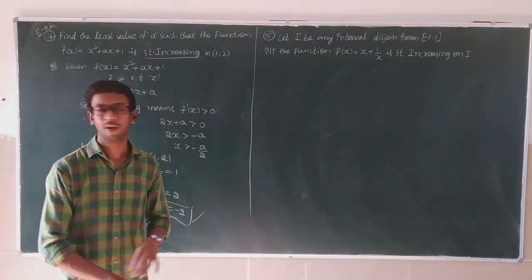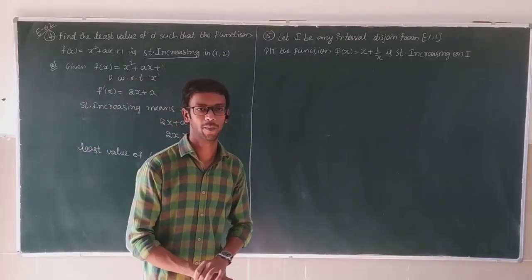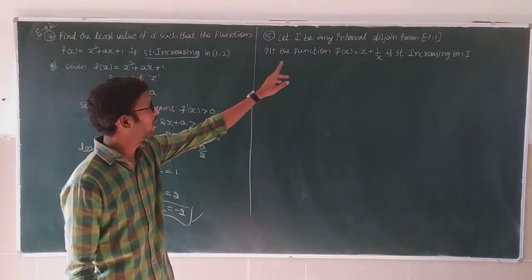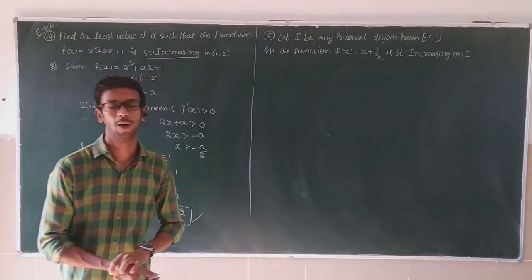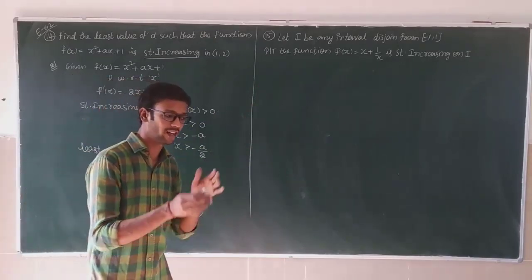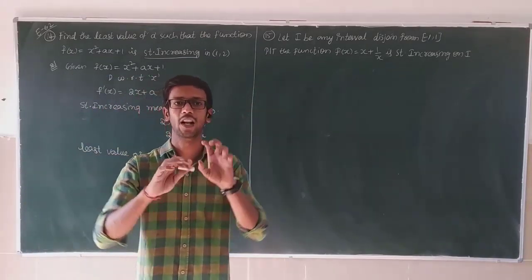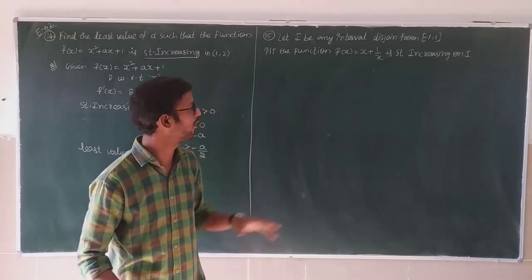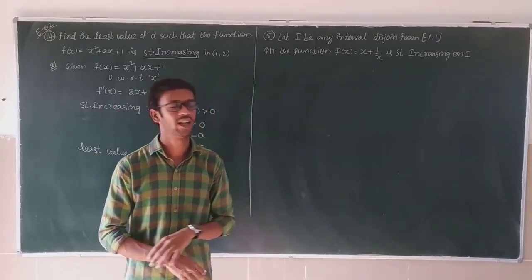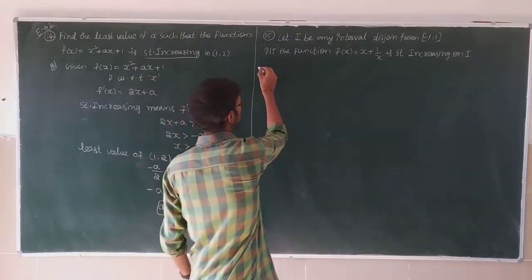Next, problem number 5. Let I be an interval disjoint from minus 1 comma 1. Other than the interval minus 1 comma 1, on any interval you take, this function is strictly increasing. We have to show this. Solution.